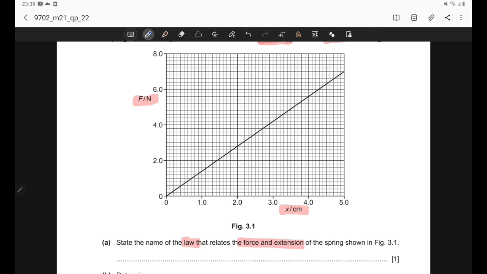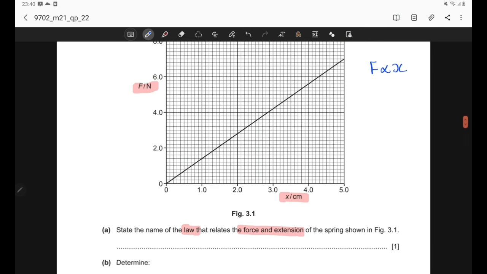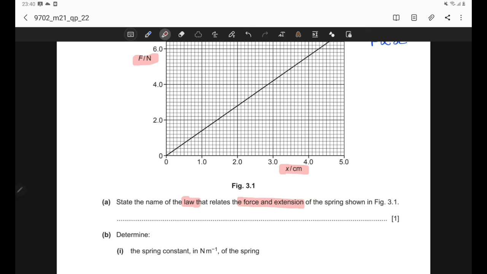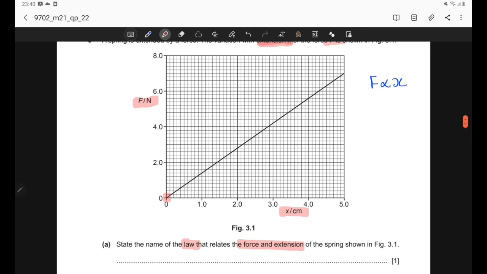So it is Hooke's law which states the relation between force and extension of a spring, and that is directly proportional. So from the graph we can understand, as it is a straight line passing through the origin, the force and extension are directly proportional, and it's Hooke's law.